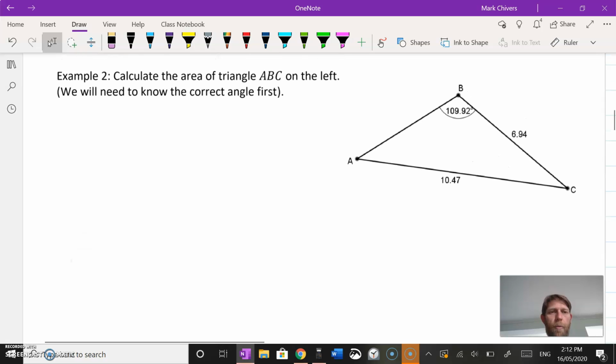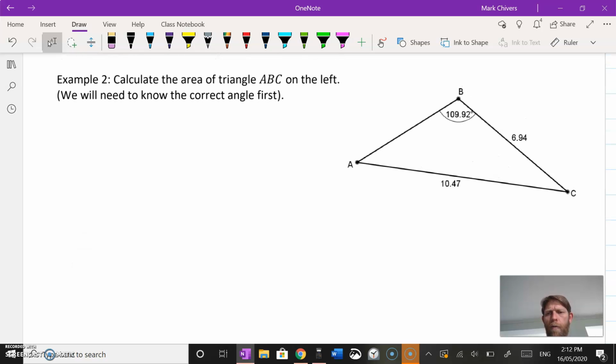Okay, in this next example, we're going to need to know the correct angle first. So we need two sides and the included angle. The angle we're looking for is this one down here, and we don't actually know what that is. But we do, however, have an angle and its opposite side. And we also have this side over here, and we could work out that angle there. If we worked out that angle, we'd know two angles in the triangle, and we'd be able to work out the other one. So this is going to require use of the sine rule first.